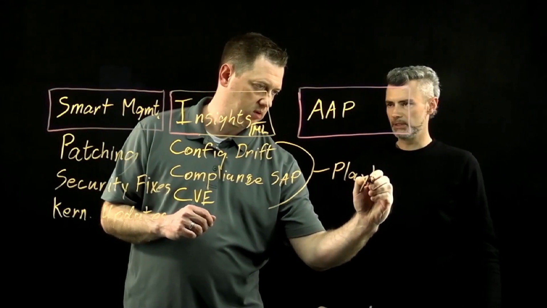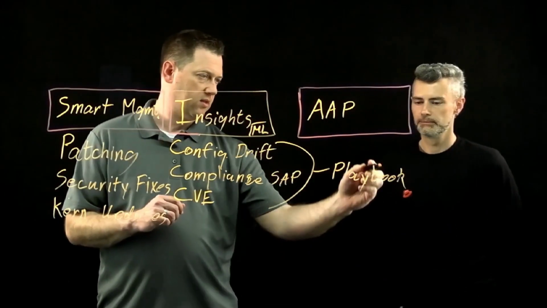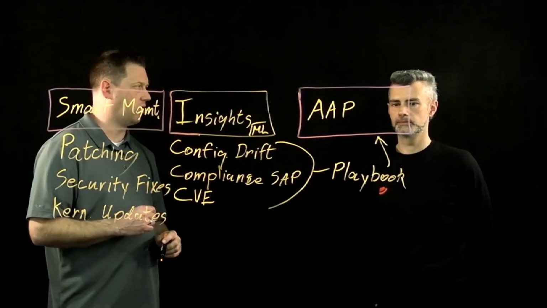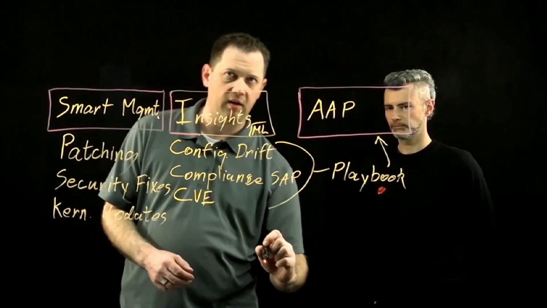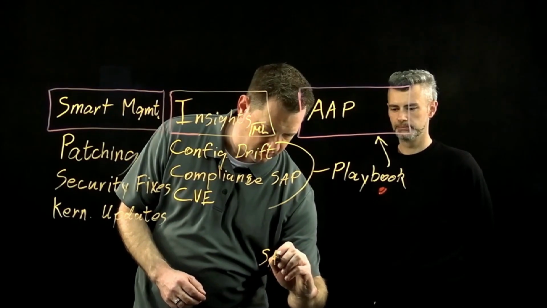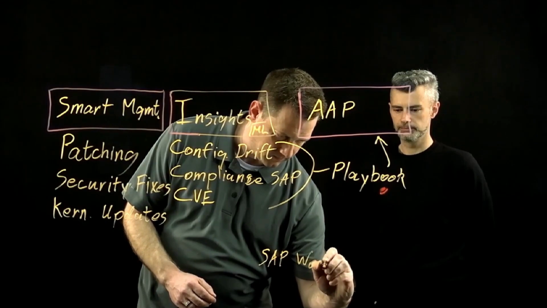So we call it a remediation playbook because it will prevent this potential issue. And this playbook comes to our Ansible Automation Platform. That's correct. And then we take that and it comes down to our workloads here. So we have our SAP workload.